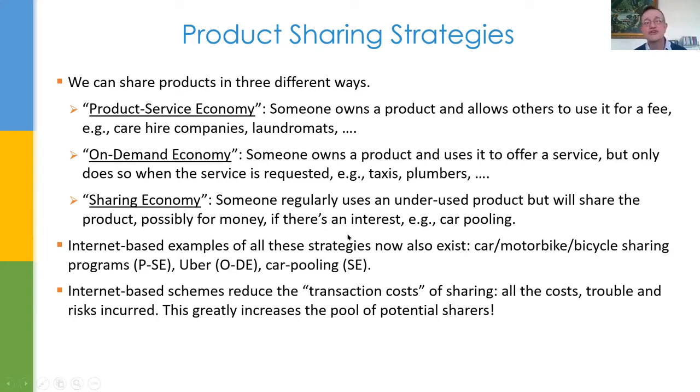And then we have the on-demand economy. Again, someone owns a product and it's the owner who uses it to offer a service to others, but only does that when the service is requested. The typical example of this is taxis. Generally speaking, a taxi should just be sitting there waiting for clients, and the car is only used when somebody asks for the taxi service. But plumbers, for instance, and many other people who offer home services, have a lot of tools, but those tools will only be used when someone asks for the service.